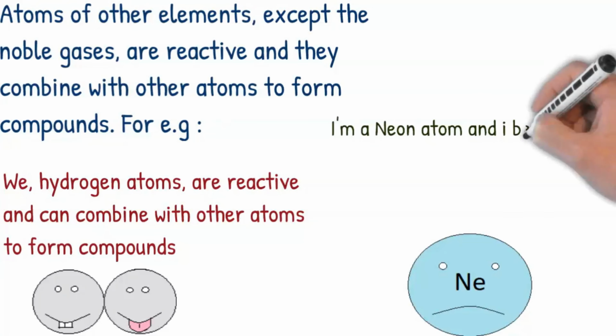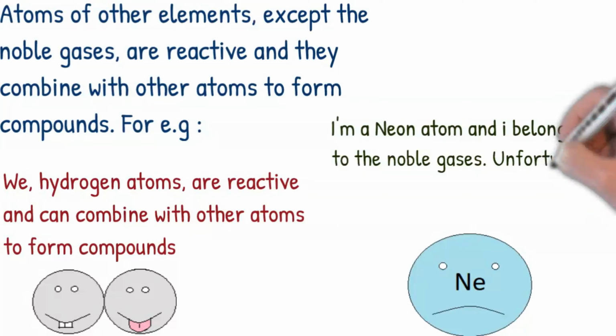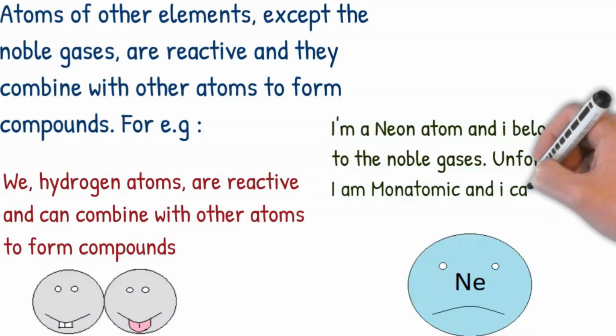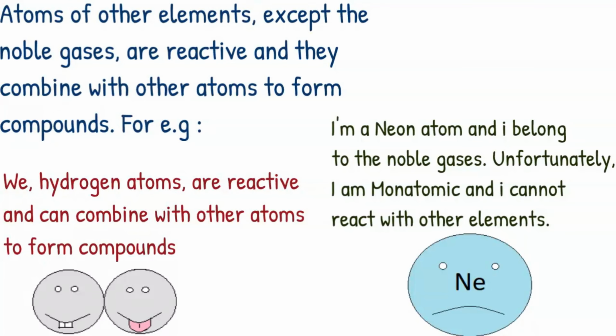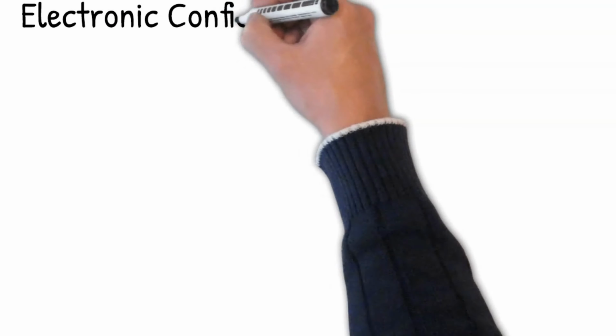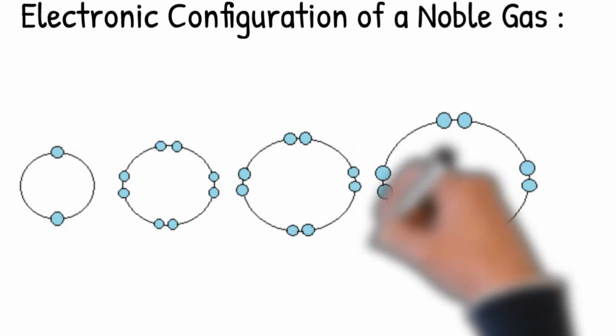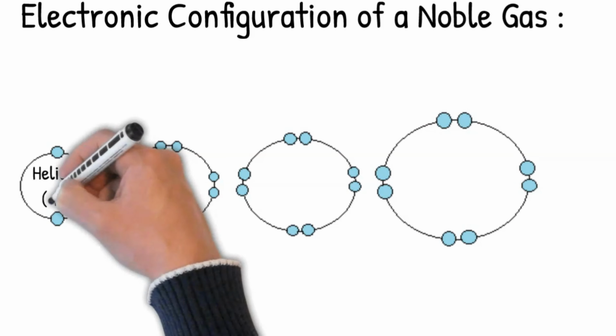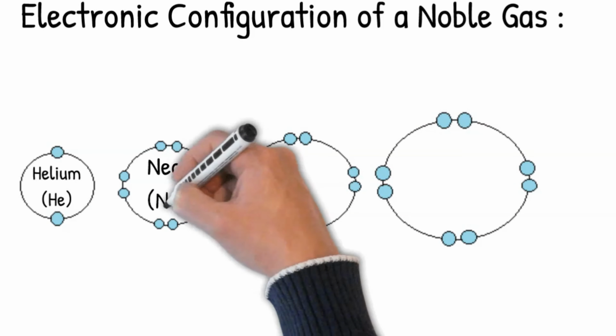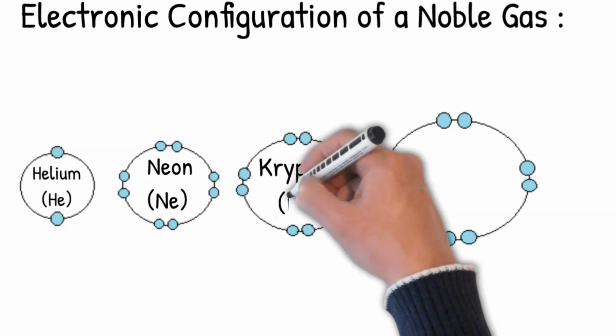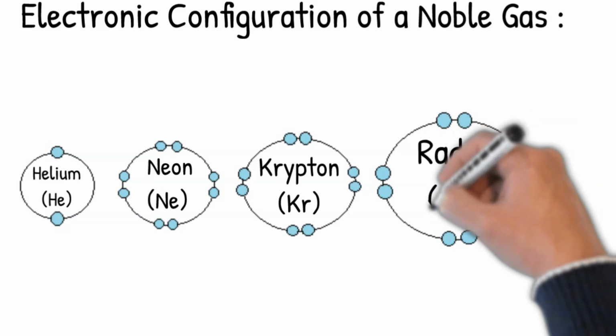I'm a neon atom and I belong to the noble gases. Unfortunately, I am monatomic and I cannot react with other elements. Electronic configuration of a noble gas. Helium, He. Neon, Ne. Krypton, Kr. Radon, Rn.